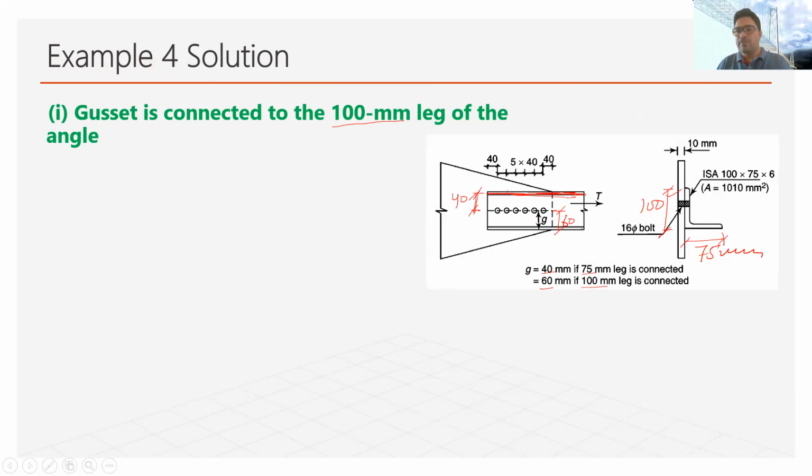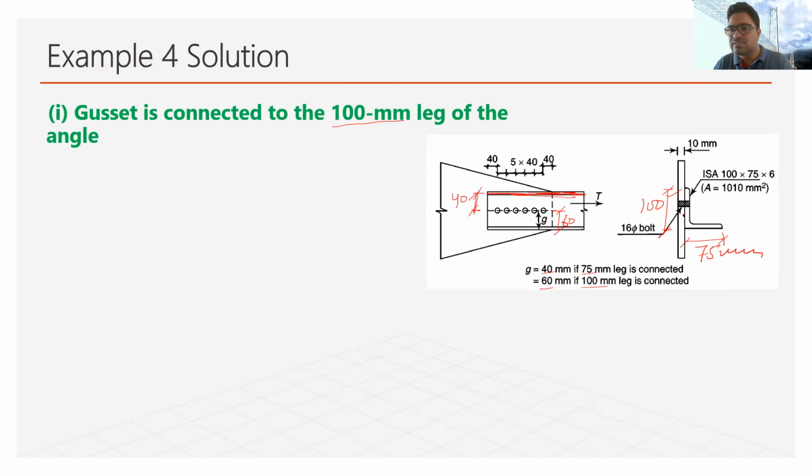So now what we are going to do whenever we are finding, in this case we will find out the net effective area first, because as I said, net effective area is required to determine the strength in rupture. So in all cases we always find out the net effective area. So in this case, how do we find out the net effective area of the angle?